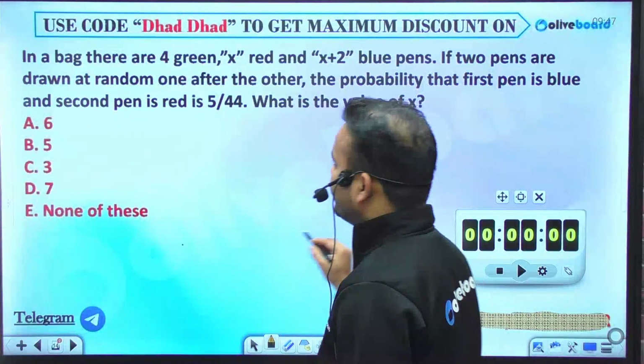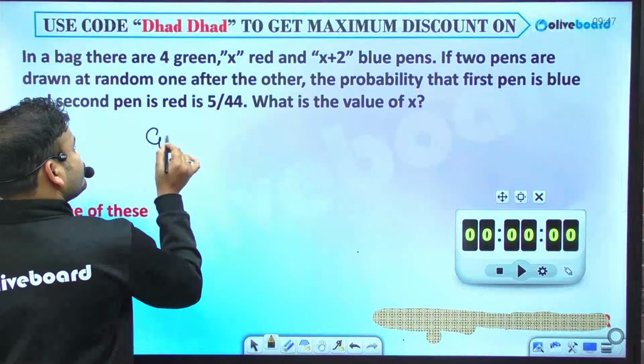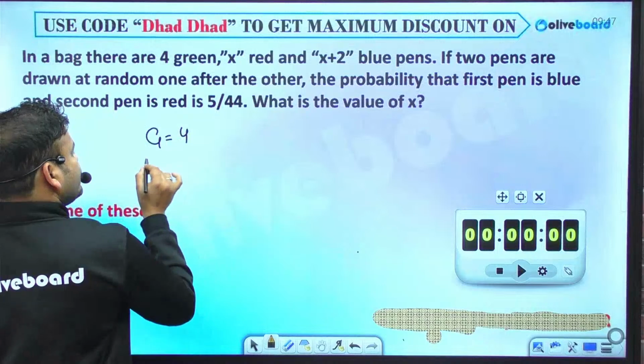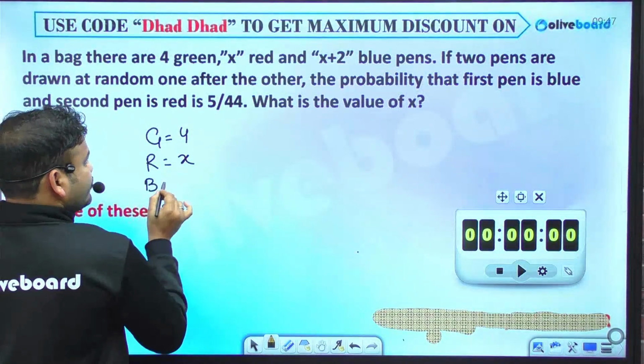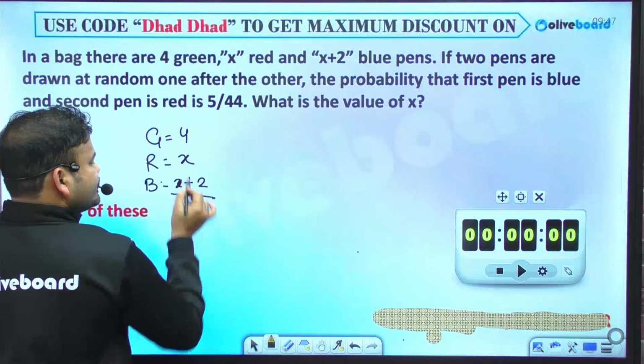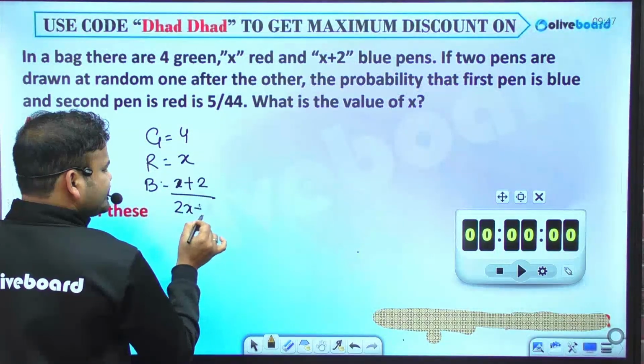How many greens are there? So greens are 4, red is x, and blue balls we have x plus 2. So what is the entire number of balls? So 2x plus 6 is the total number of balls.